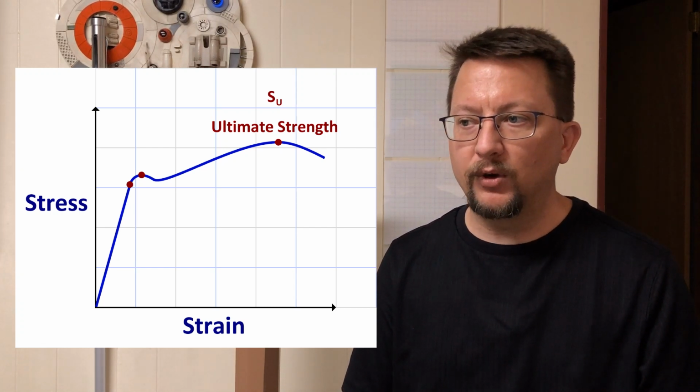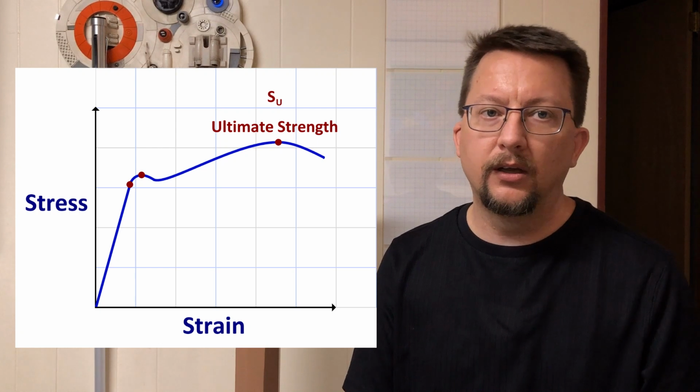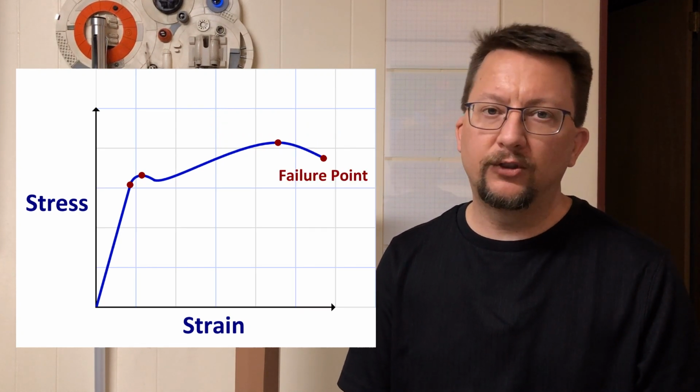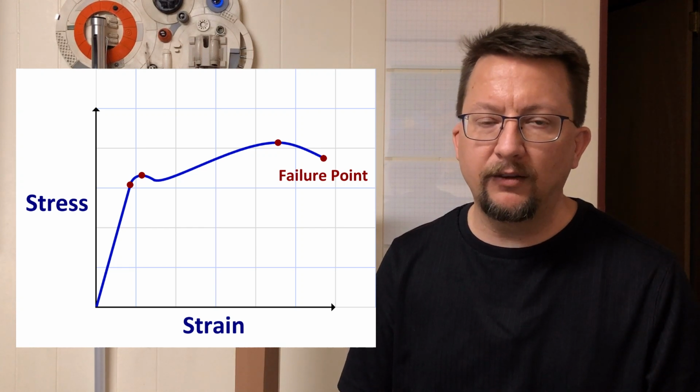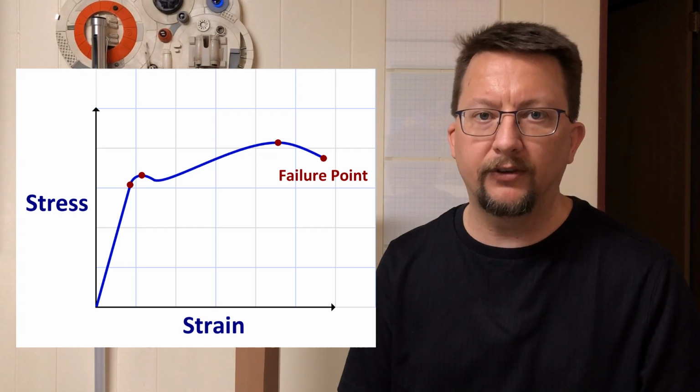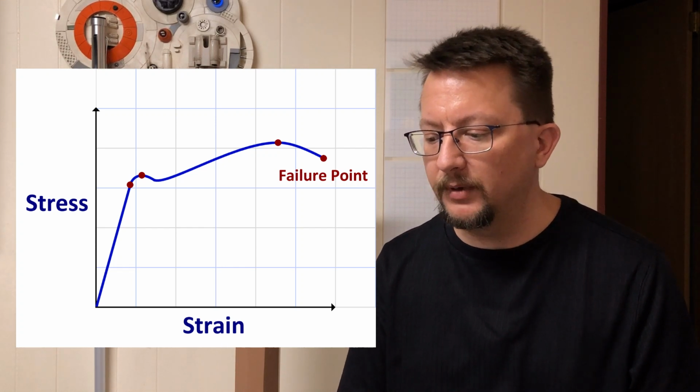And that's the point at which beyond there is no return, because it's basically failed at that point. Yeah, the curve will draw itself out a little bit more, but even if you remove the force at that point, it's still gone. It's just catastrophic failure. So that's our ultimate strength.